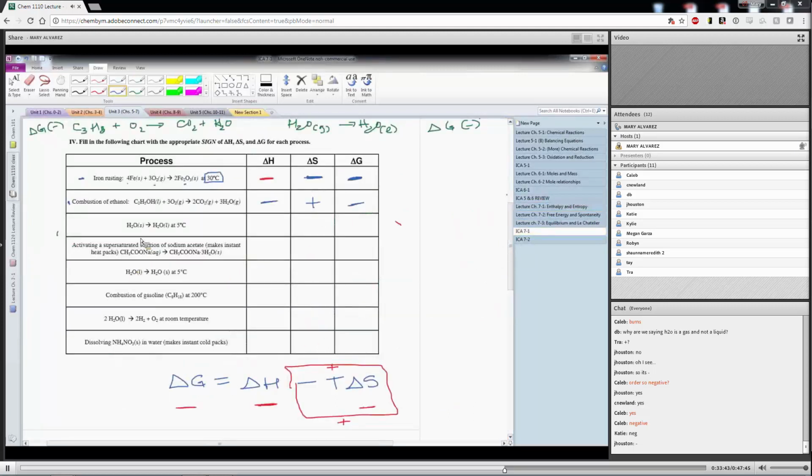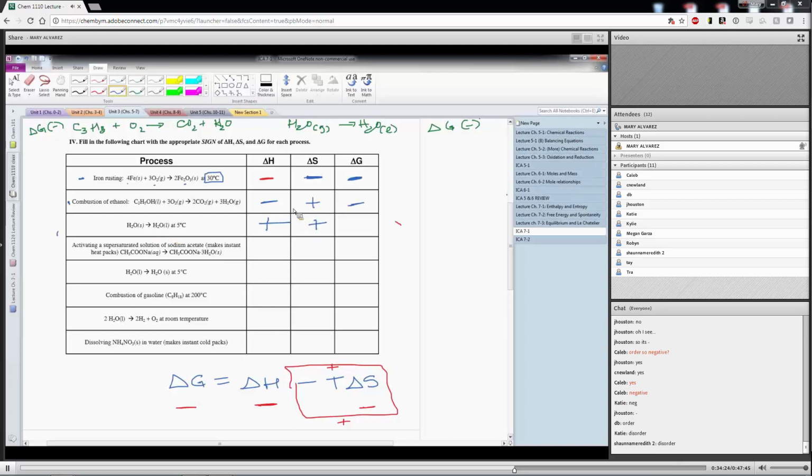So going from a solid to a liquid, delta H should be positive, according to the rules that we memorized for delta H. And my delta S, according to the rules we memorized for delta S, going from a solid to a liquid, is that more disorder or more order? Disorder. Okay, liquids are more disordered than solids.